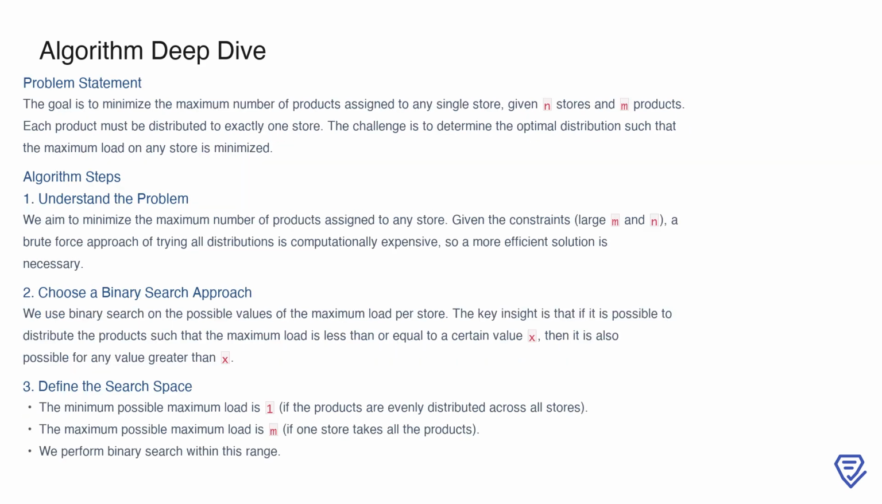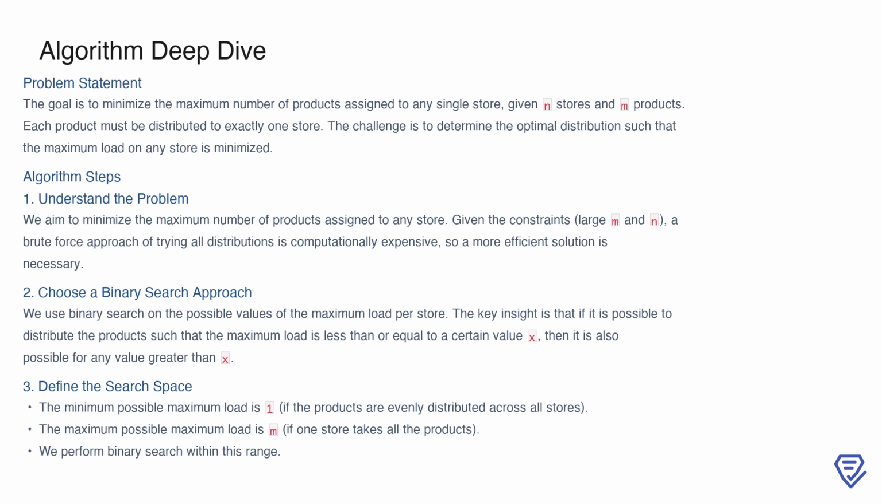The problem we aim to solve is to minimize the maximum number of products distributed to any single store. This means we want to ensure that the workload is as balanced as possible across all stores. With n stores and m products, each product must go to exactly one store, and we need to find the optimal way to distribute them. The naive approach, which involves trying all possible distributions, is computationally impractical, especially for large values of n and m. Instead, we use a binary search approach to make the solution efficient.